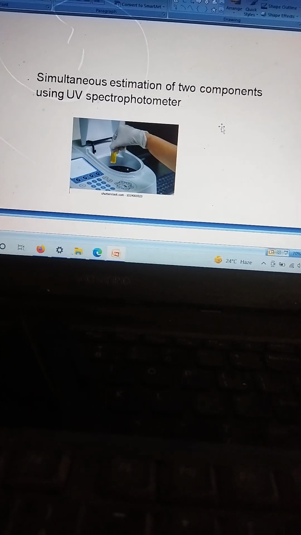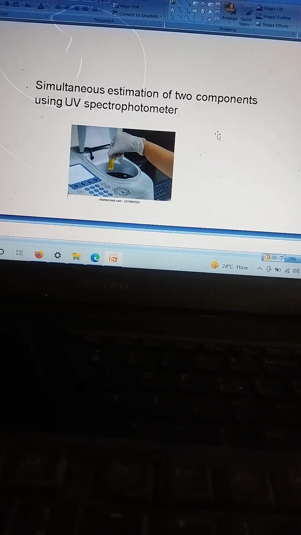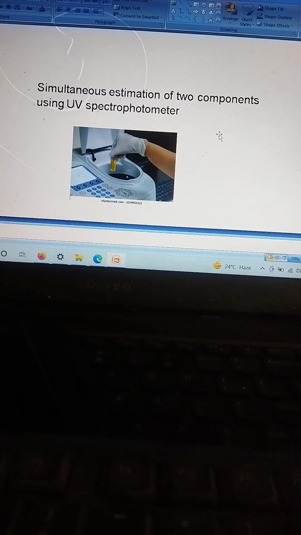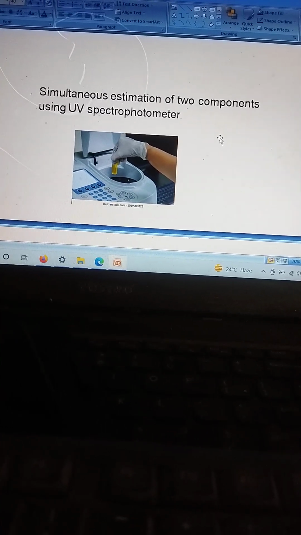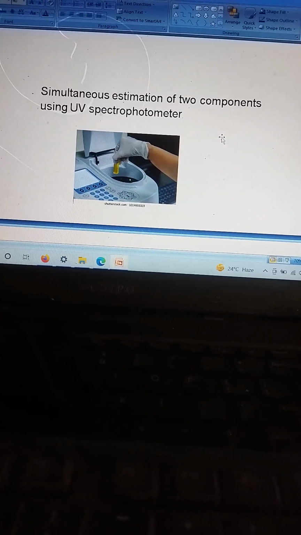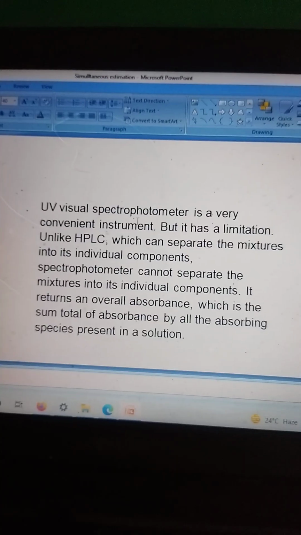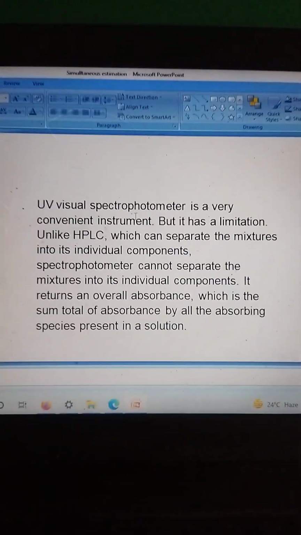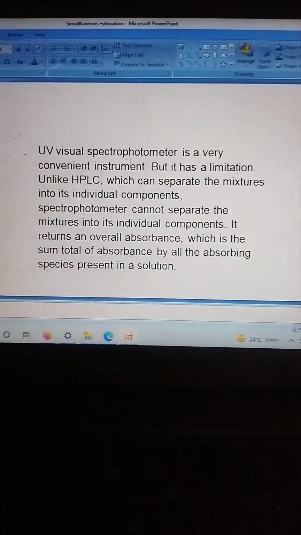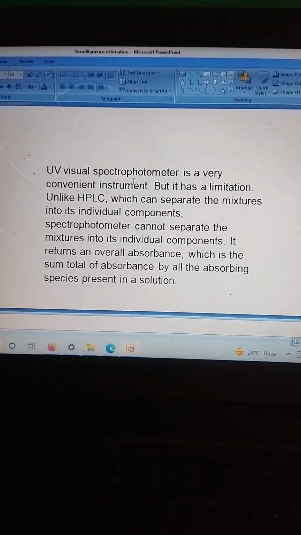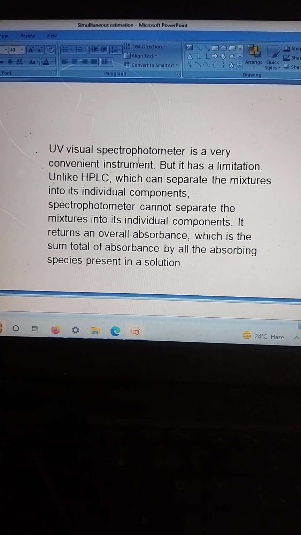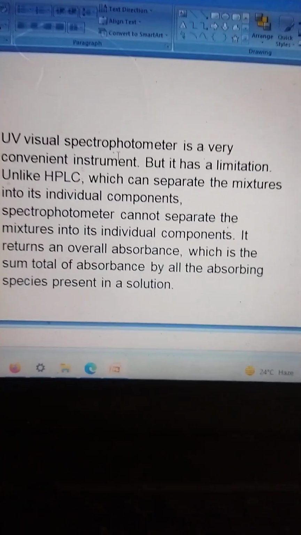The topic of today's practical class is simultaneous estimation. Simultaneous estimation of two components using UV visible spectrophotometer. UV visible spectrophotometer is a very convenient instrument, but it has got a limitation.